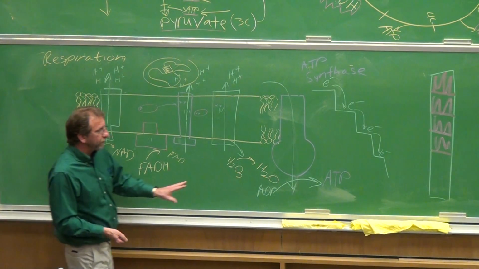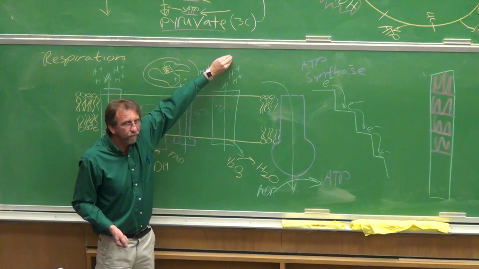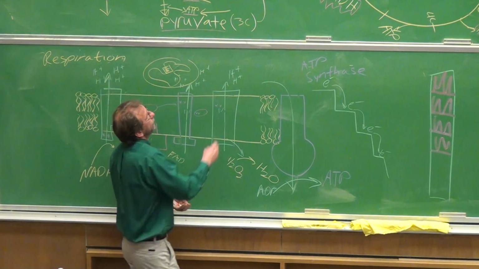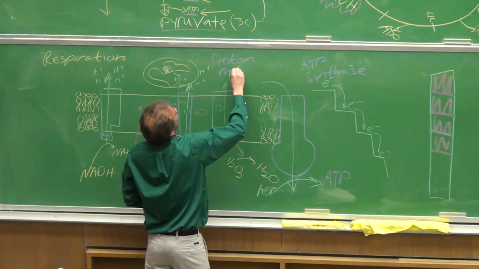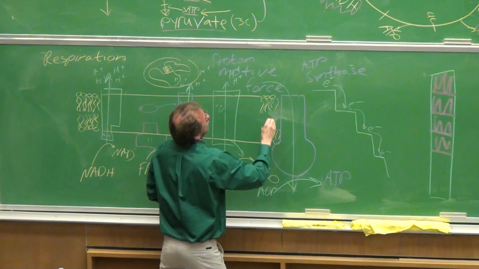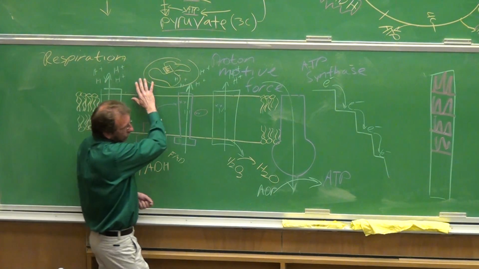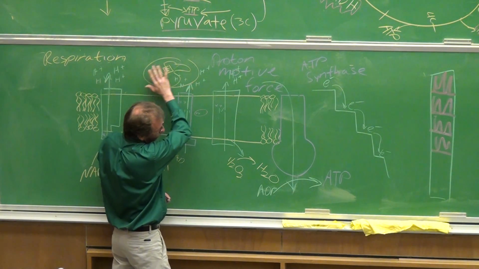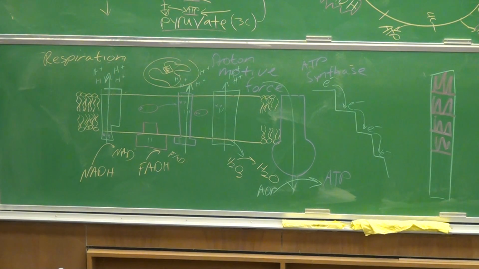Because the generation of ATP is the result of the proton motive force. That's what we're doing up here when we generate our hydrogen gradient. This is the proton motive force, and our ATP is being generated by oxidative phosphorylation.